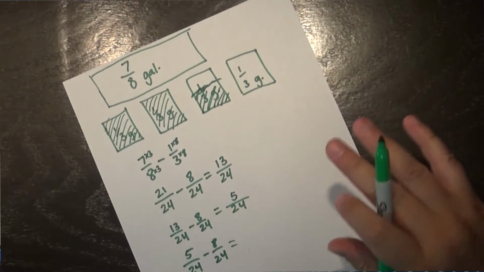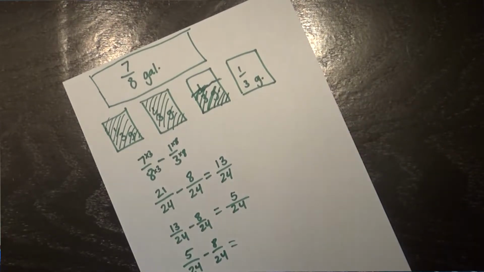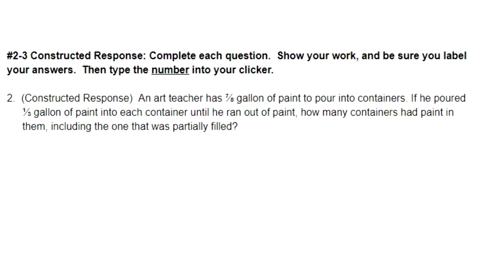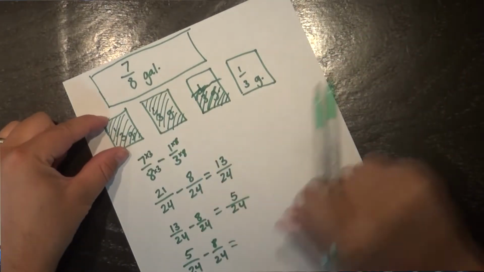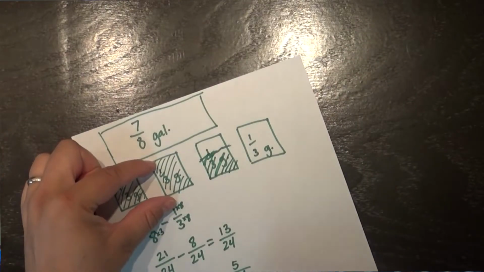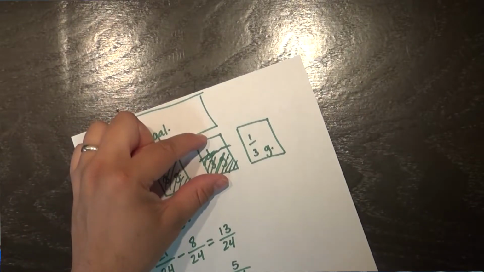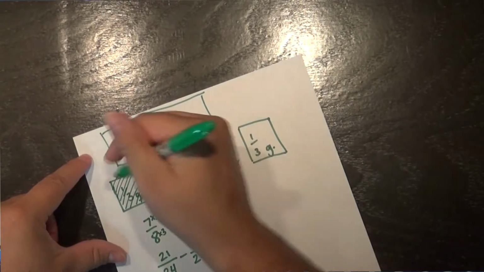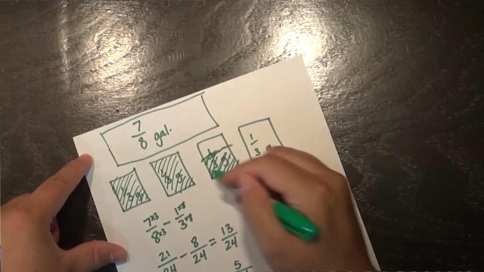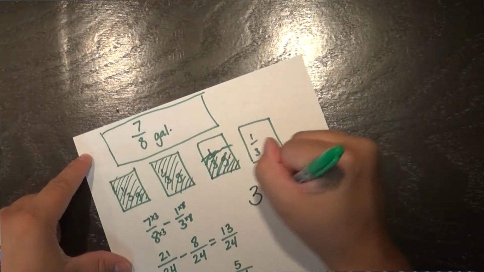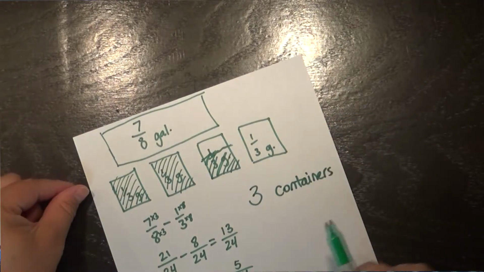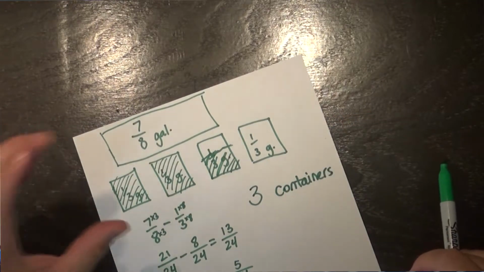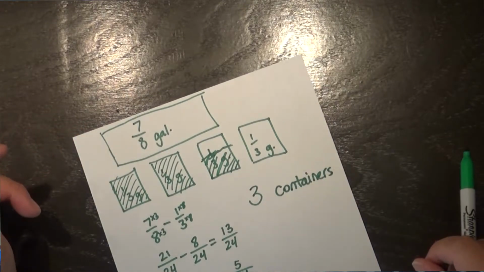Okay, so think back to the wording on that original problem when I read it to you. It said, how many containers do we need, including the container that's partially filled? So let's go back to our drawing board here. We have one container all the way filled, two containers all the way filled, and the third container partially filled. So how many containers do we have? We have 1, 2, and 3 containers. So my answer is 3 containers. 3 containers are needed for 7/8 gallon of paint.